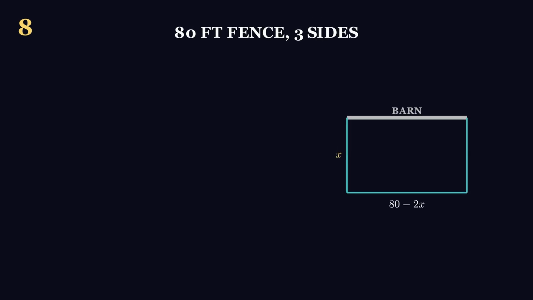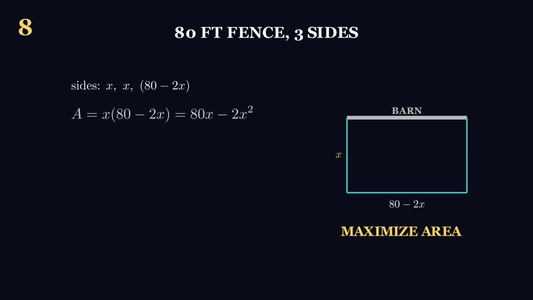0. Good. Number 8. A rancher has 80 feet of fence for a rectangular pen against a barn. Only 3 sides. Maximize the area. The barn's the fourth wall. 2 equal sides of length x, and the long side is what's left. 80 minus 2x. Area. x times the quantity 80 minus 2x, 80x minus 2x squared.